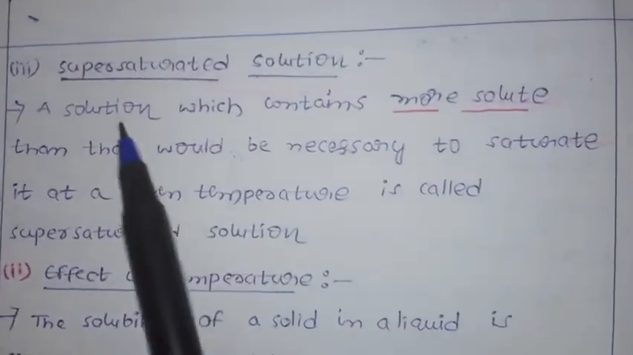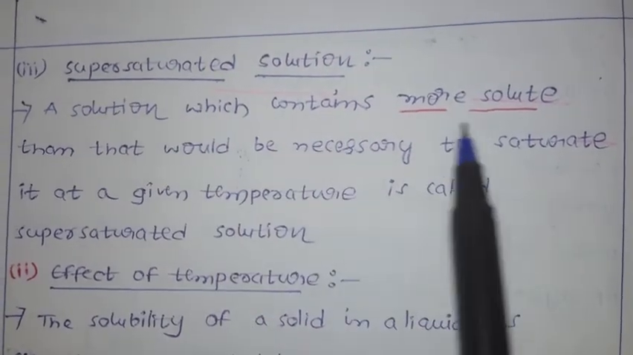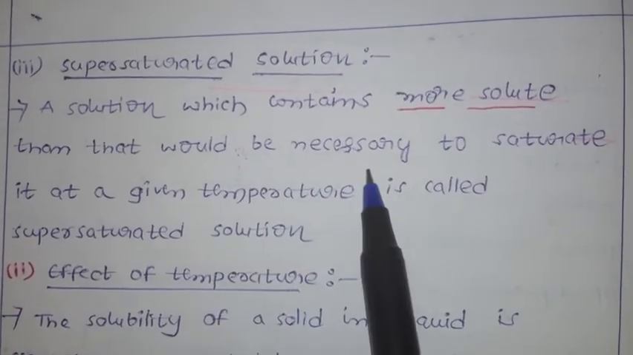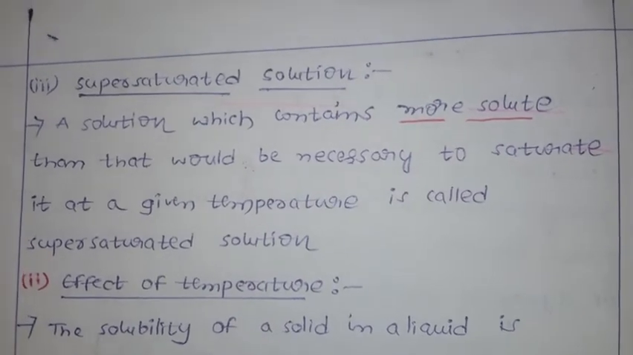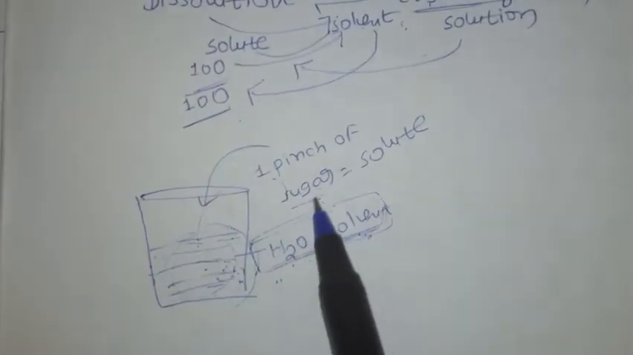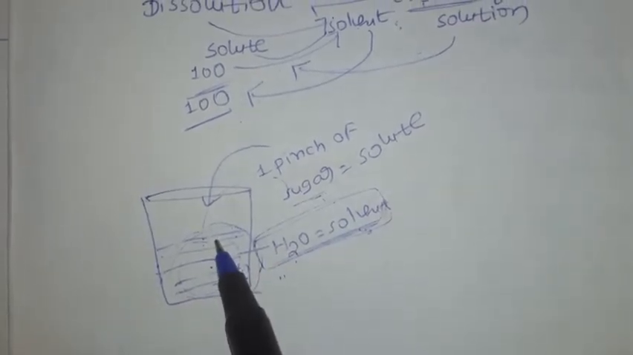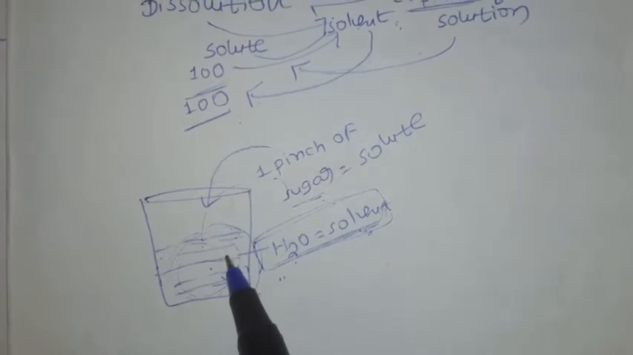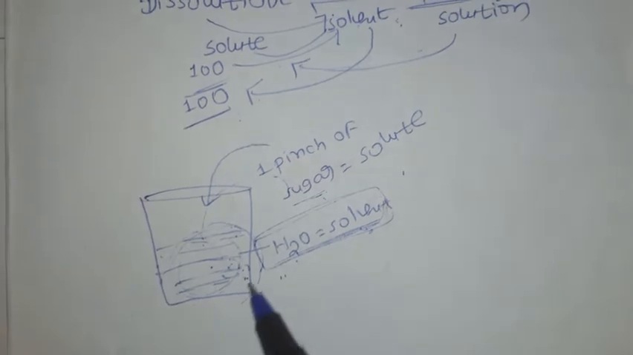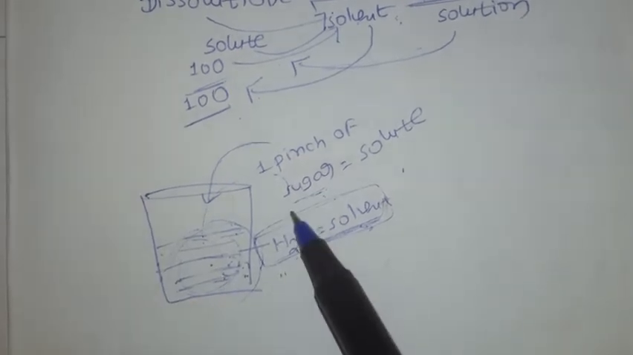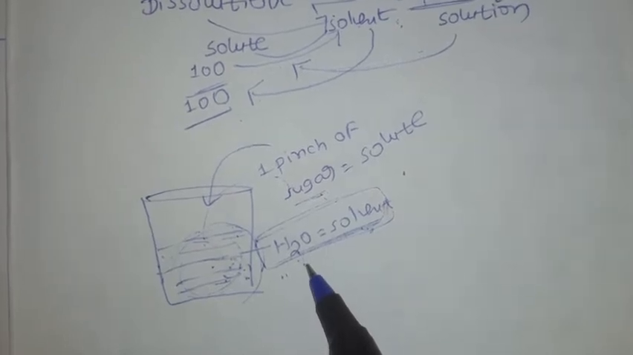Next we have supersaturated solution. Supersaturated solution means a solution which contains more solute than would be necessary to saturate it at a given temperature. For example, for one glass of water, if you add one glass of sugar, then you can understand it does not dissolve easily. So then you have to go for the heating. That type of solution is called supersaturated. It means the amount of solute is more than what is required for the solvent.